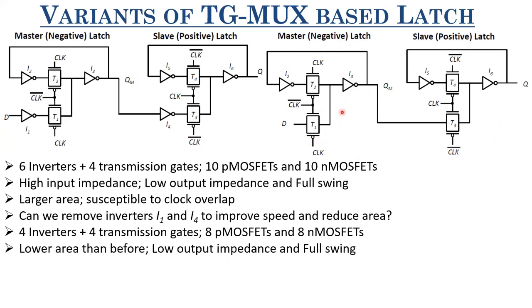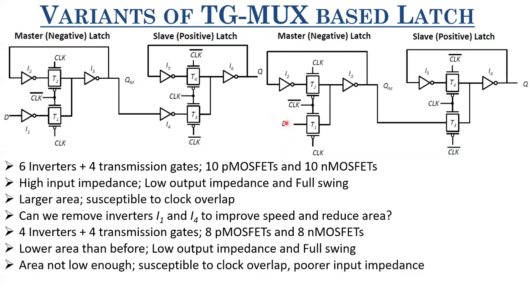Although it has lower area than before, the output impedance is low, and full swing is also there because it is a transmission gate based design. But what you end up degrading is the input impedance. The input impedance is no longer high. And what happens when the input impedance is not high? It will sink some current from the fan out. Typically it is connected to some other gate's output, and if it is sinking a lot of current, then the effective fan out of that preceding gate will reduce. It won't be able to support more than 1 or 2 fan outs, depending upon the level of current that it is sinking. That's it. So a high input impedance is something which is required, especially when you are cascading the devices.